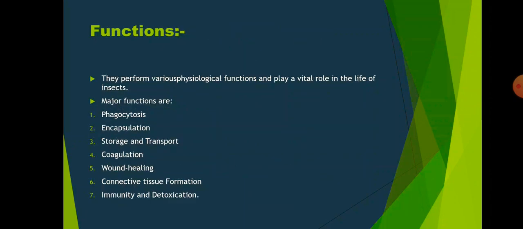Functions of hemocytes. They perform various physiological functions and play a vital role in the life of the insect. Major functions are: first, phagocytosis; second, encapsulation; third, storage and transport; fourth, coagulation; fifth, wound healing; sixth, connective tissue formation; seventh, immunity and detoxification.